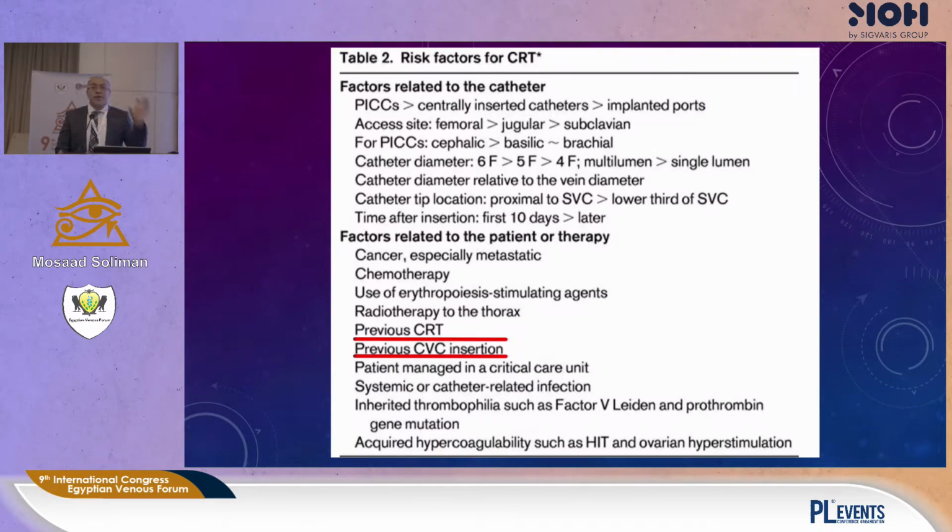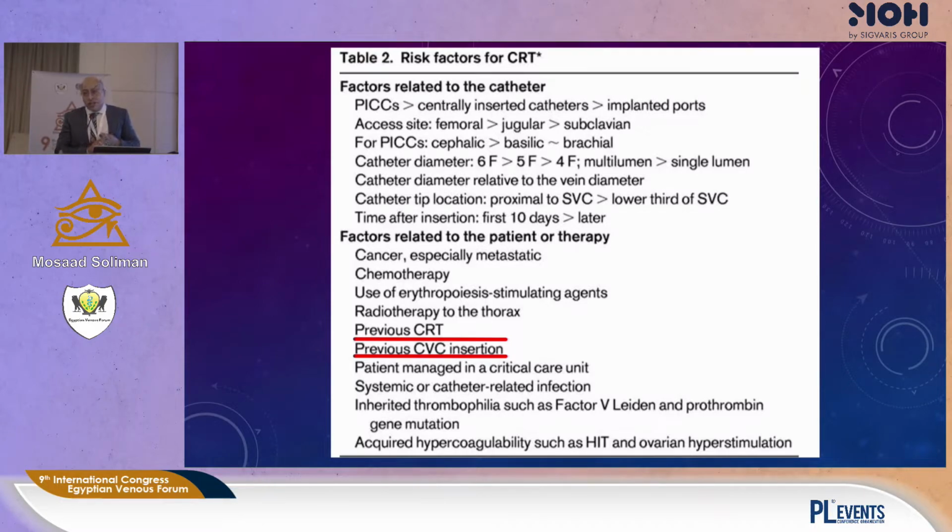So we can summarize as global information about catheter-related thrombosis: the smaller the catheter, the less the incidence of thrombosis. The single lumen is better than the multiple lumen.